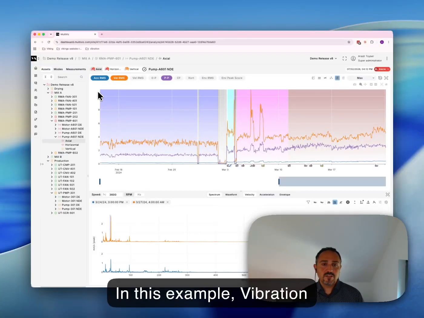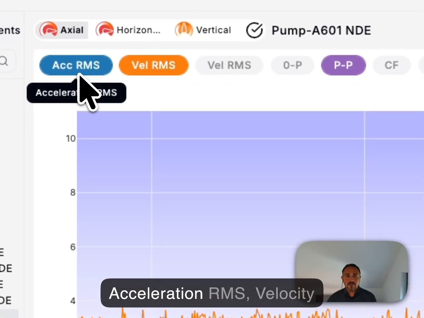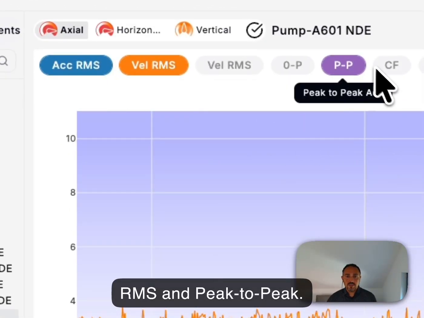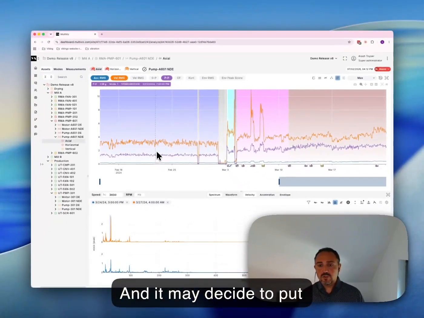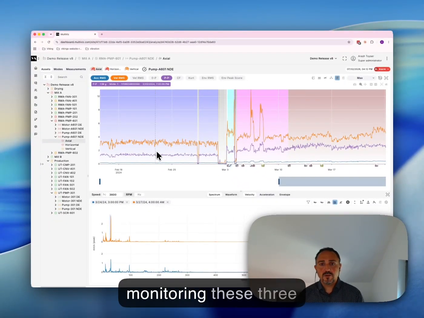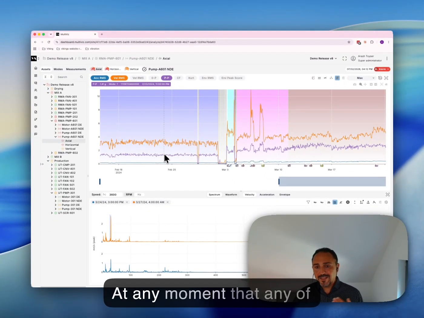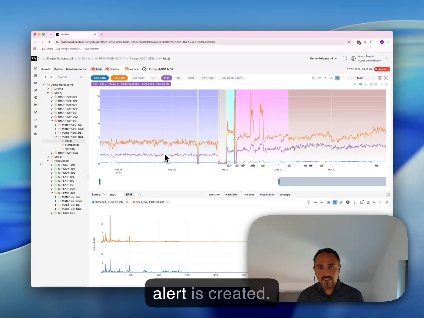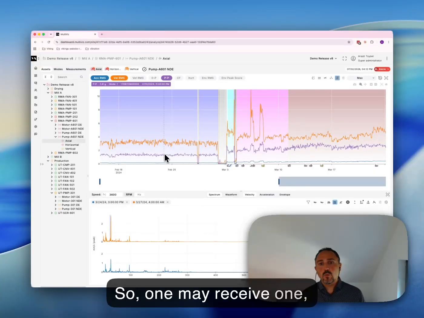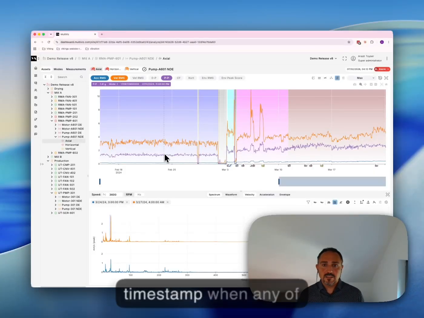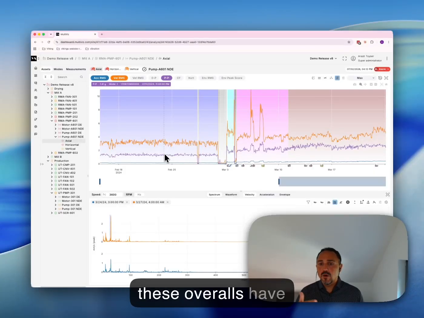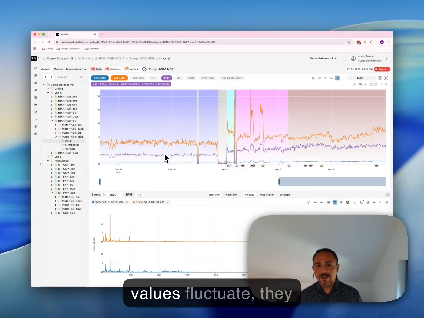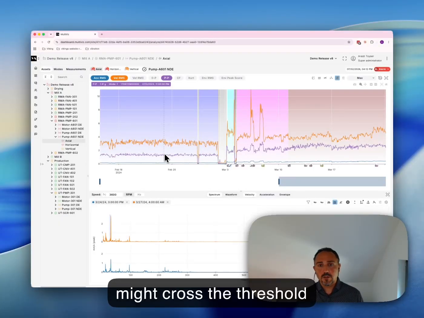In this example, the vibration expert is looking at acceleration RMS, velocity RMS, and peak to peak, and may decide to put three thresholds for monitoring these three overalls. At any moment that any of these overalls crosses the threshold, an individual alert is created. So one may receive 1, 2, or 3 alerts at a given timestamp when any of these overalls have crossed the threshold. Additionally, as these values fluctuate, they might cross the threshold multiple times, generating multiple alerts.